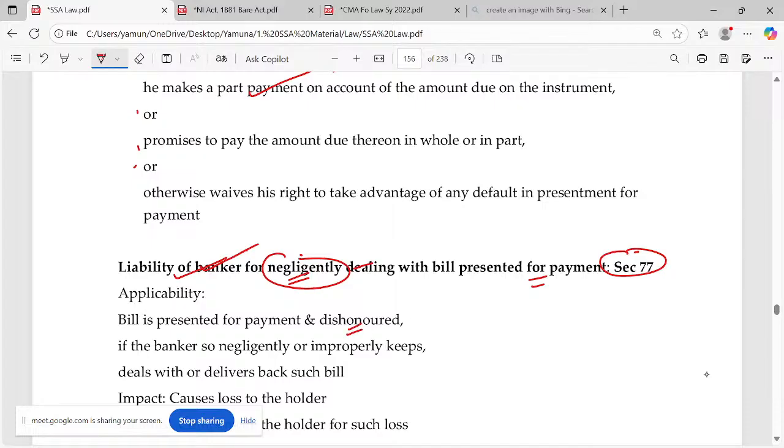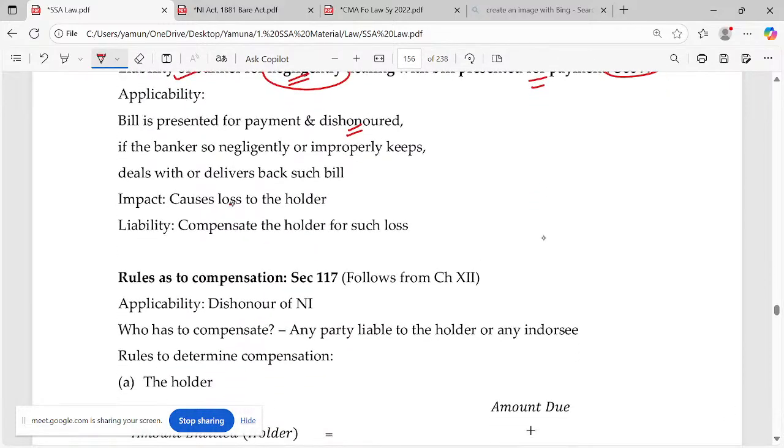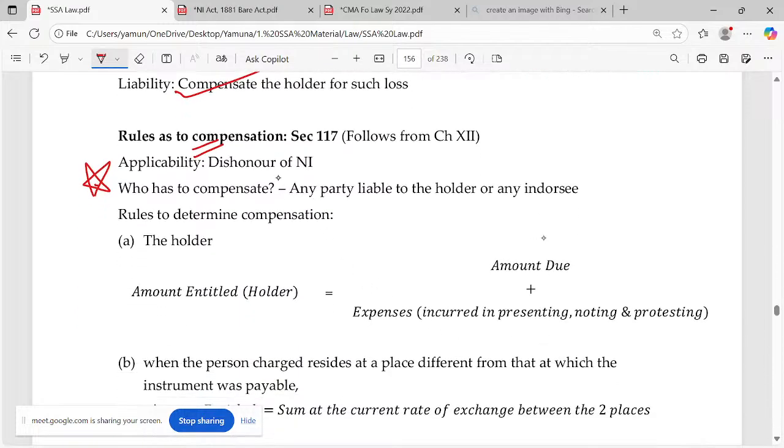ஸோ டிஸ்ஹானரிங் வந்துடும். ஓகே, ஸோ இட் வில் பி காசிங் அ லாஸ் டு த ஹோல்டர் அண்ட் த பேங்கர் ஹேஸ் டு காம்பன்சேட் ஃபார் இட். எப்படி காம்பன்சேட் பண்ணுவாங்க, ப்ளீஸ் மேக் அ நோட் ஆஃப் இட். டிஸ்ஹானர் பண்ணிருக்கீங்க, எவ்வளோ அமௌண்ட் டியூ, எவ்வளவு பே பண்ணோம், அந்த அமௌண்ட் பிளஸ் யூ மைட் ஹவ் இன்கர் சம் எக்ஸ்பென்சஸ் ரைட், ப்ரெசென்ட் பண்ணதுக்கு நோட்டிங், நோட்டரி பப்ளிக் எல்லாம் வருதுல்ல, அந்த கேஸுக்காக அண்ட் ப்ரொடெஸ்டிங், இதுக்கு எல்லாமே சேர்த்து எந்த எக்ஸ்பென்சஸ் செலவாச்சோ அது எல்லாமே சேர்த்து ஹோல்டர் கேன் claim for the compensation and the banker has to provide.